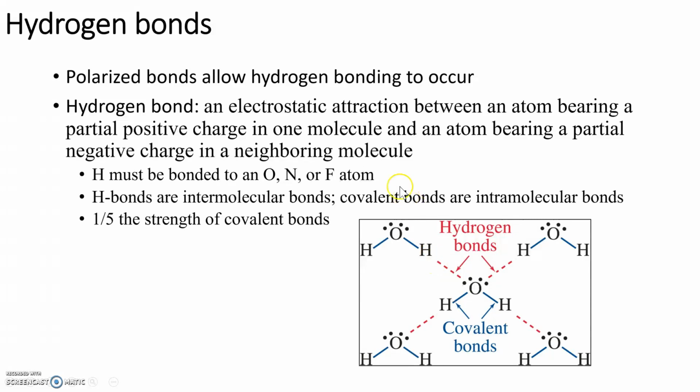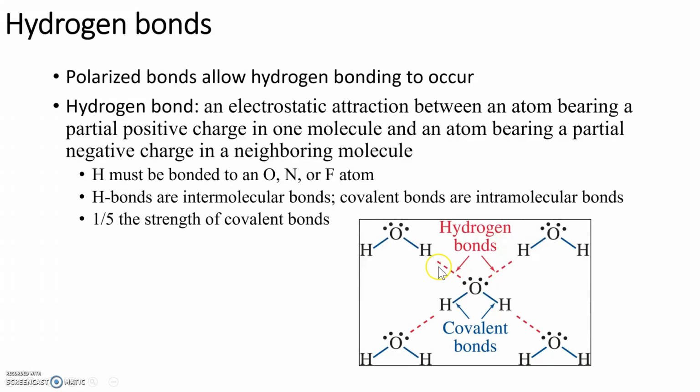Hydrogen bonds occur as a result of the electrostatic attraction between an atom bearing a partial positive charge in one molecule and an atom bearing a partial negative charge in a neighboring molecule. So we said that the hydrogens have a partial positive charge. Oxygen has a partial negative charge. We know that a positive and negative attract. So as a result, you get this intermolecular bond known as a hydrogen bond in water molecules.